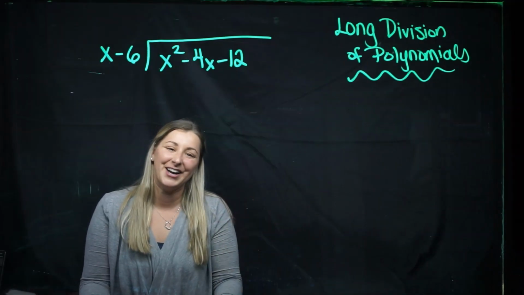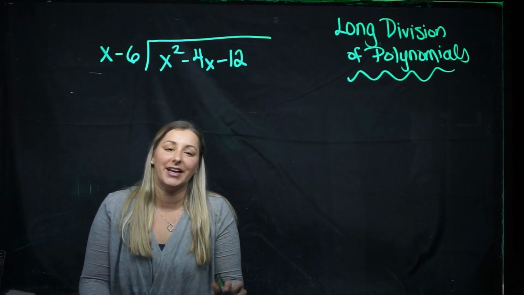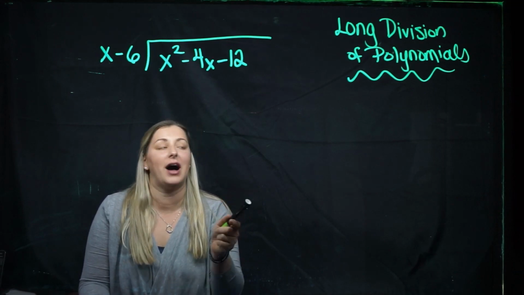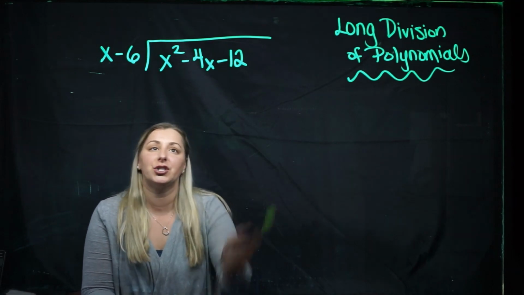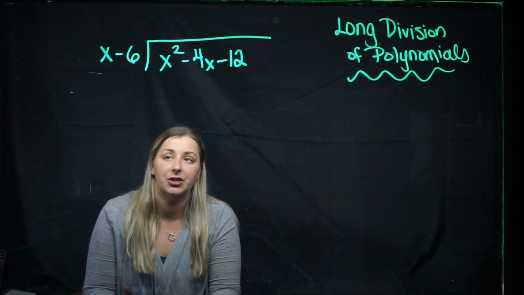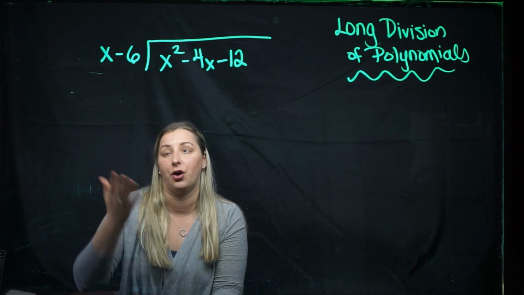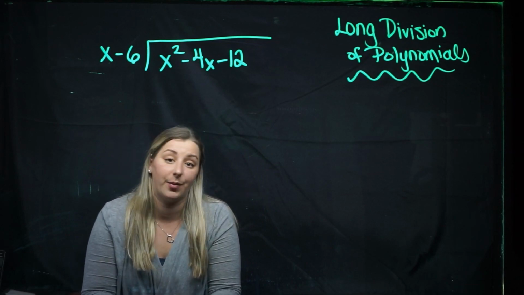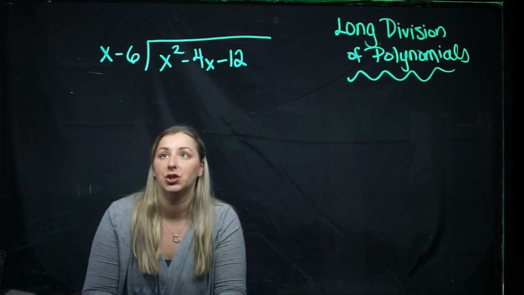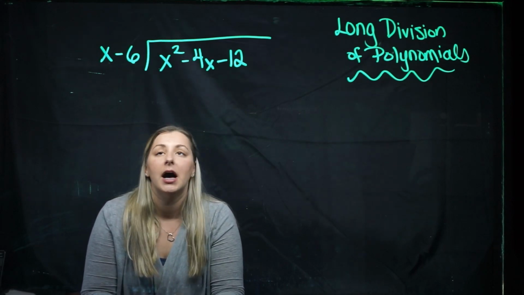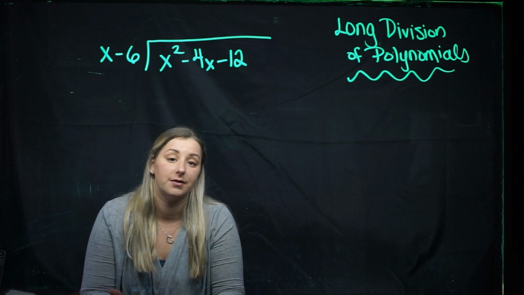Hi, Bianca here. So today we're going to be talking briefly about how to divide polynomials by long division. We're going to start off with this example, something pretty basic because you're dividing by a binomial with a coefficient of 1 and an exponent of 1. So if I wanted to divide x squared minus 4x minus 12 by x minus 6, you're going to set it up using the long division method.